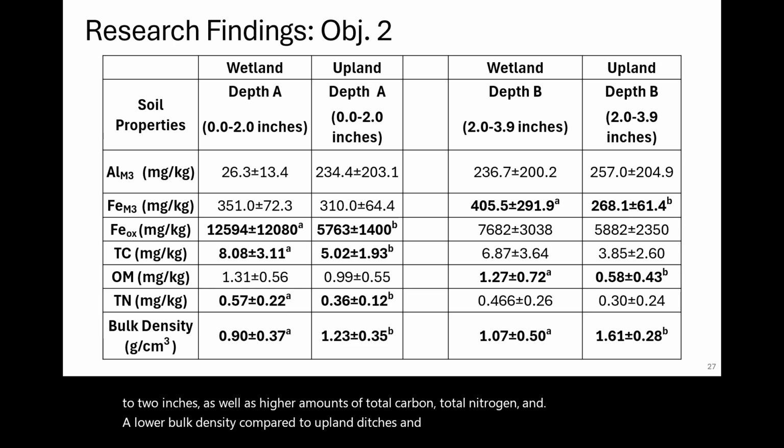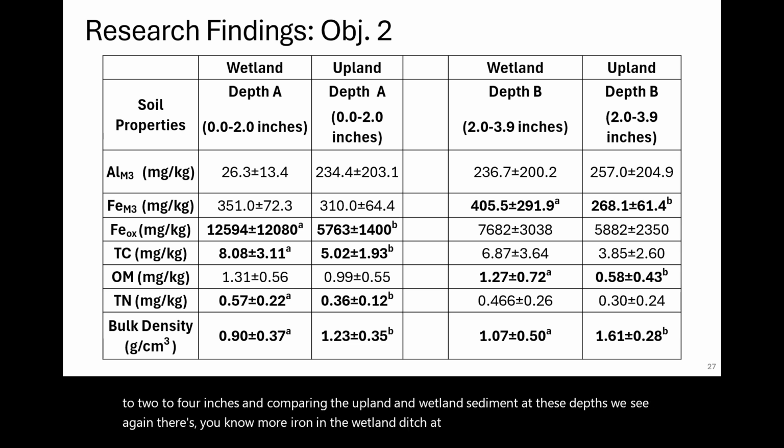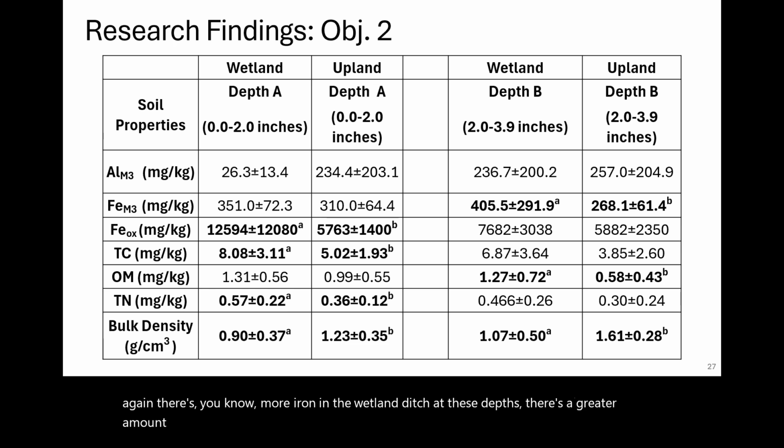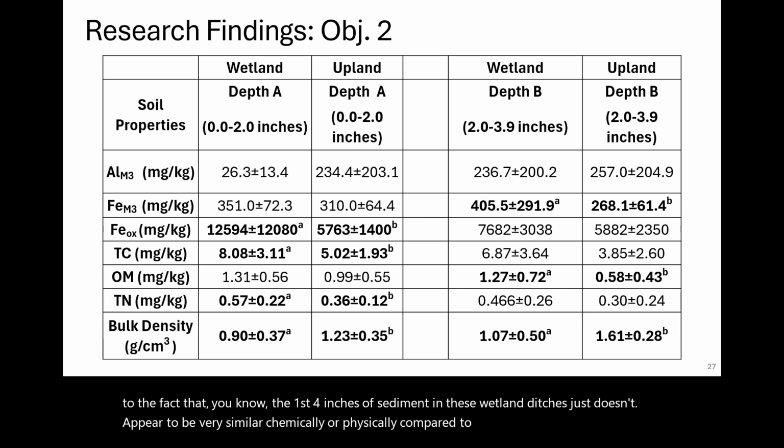Then moving from 0 to 2 inches to 2 to 4 inches and comparing the upland and wetland sediment at these depths, we see again there's more iron in the wetland ditch at these depths. There's a greater amount of organic matter, and there's also a lower bulk density again. These kind of lend to the fact that the first 4 inches of sediment in these wetland ditches just doesn't appear to be very similar chemically or physically compared to the typical ODOT grass ditch.